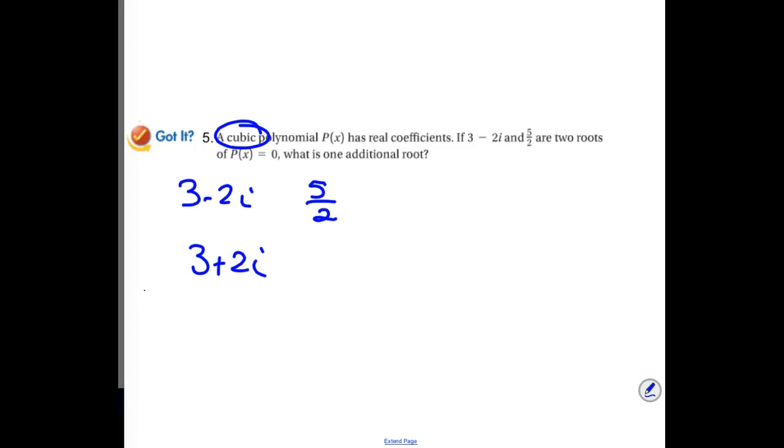Now, a lot of students see this 5 halves and they think, oh, I need a negative 5 halves. No, 5 halves is not irrational. That is a rational number. Those don't have to occur in pairs. If I said a 0 is at 3, it doesn't have to have a negative 3. Okay? It's just the complex, the imaginary ones, and the irrational ones, the square root ones.